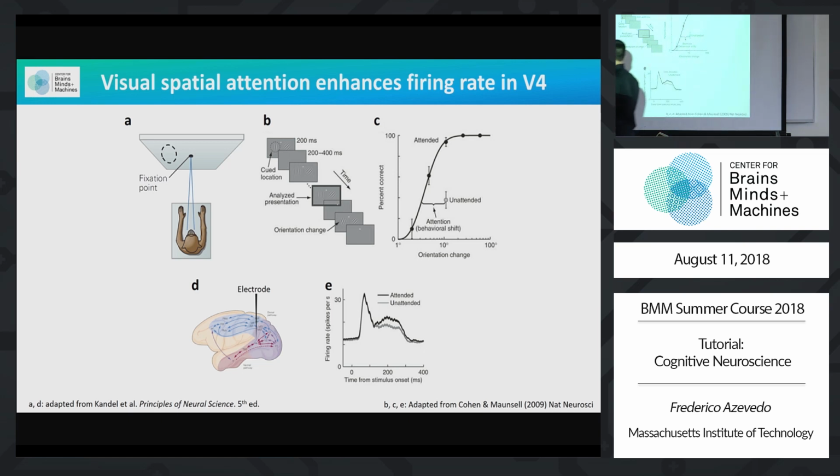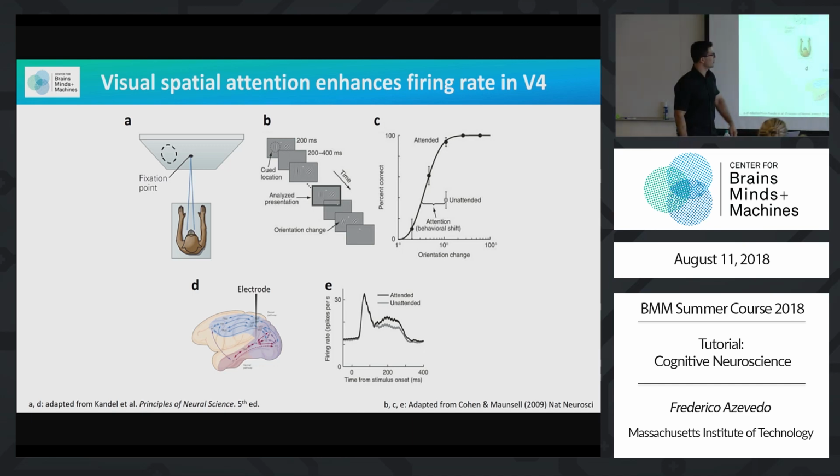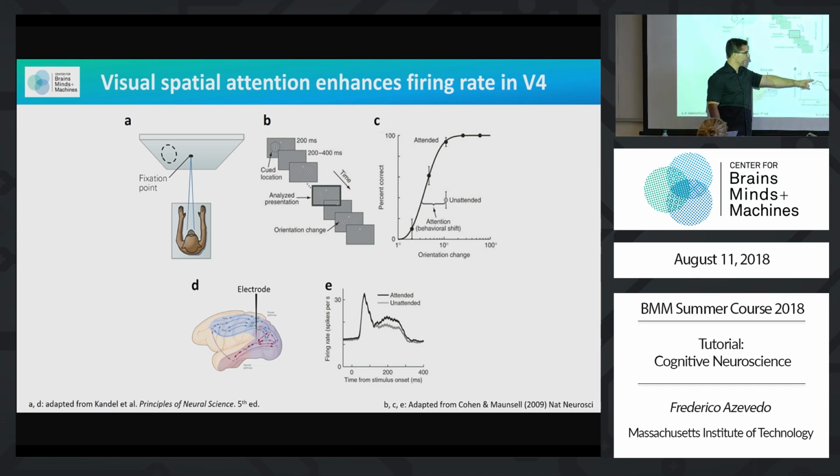And after that, if you record from a neuron, let's say in V4, like they did, you can find that when the monkeys pay attention to the stimulus, there is an increase in firing rate. So here in this curve, you can see a contrast of attended and unattended conditions.